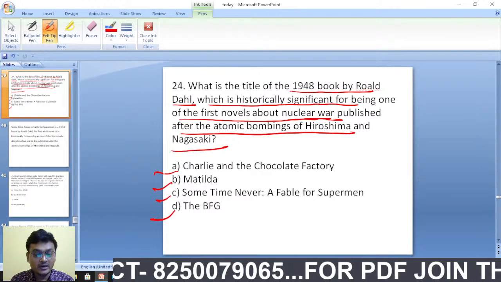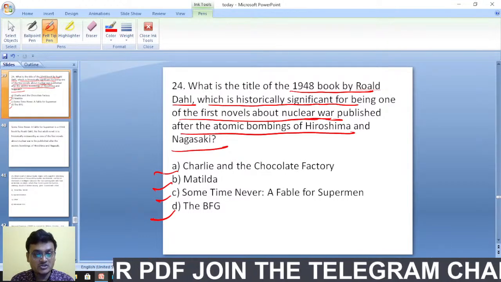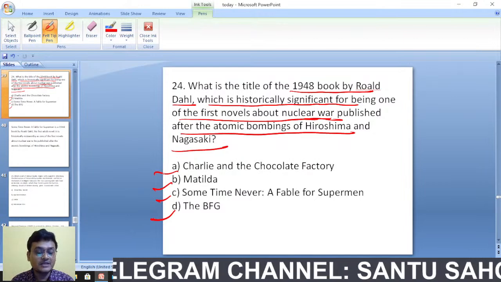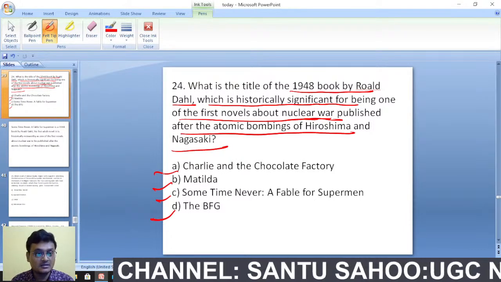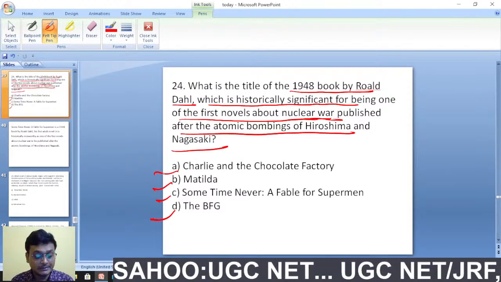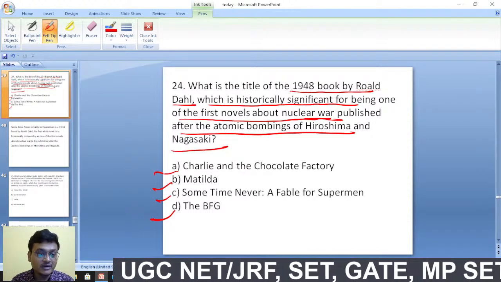Charlie and the Chocolate Factory, Matilda, Sometime Never, a Fable for Superman, or The BFG. What is the title of the 1948 book by Roald Dahl, which is historically significant for being one of the first novels about nuclear war published after the atomic bombings of Hiroshima and Nagasaki?